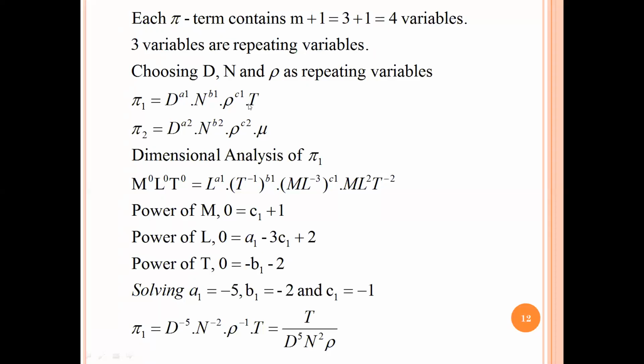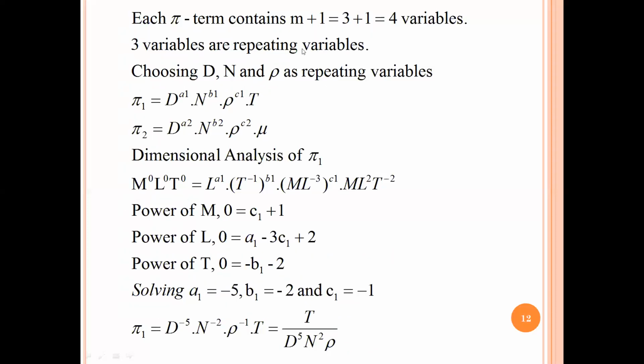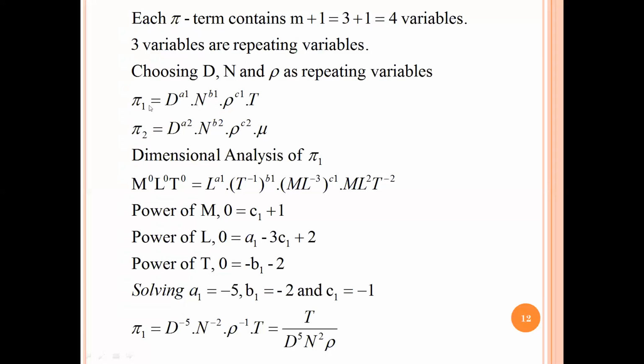If you see in the problem, there are 5 variables. I've taken D, N, and rho, so I've got two terms remaining, T and mu. For the first pi term, I've taken T as the fourth term. For the second pi term, I've taken mu as my fourth term. I'll first calculate the dimensional analysis of pi 1.